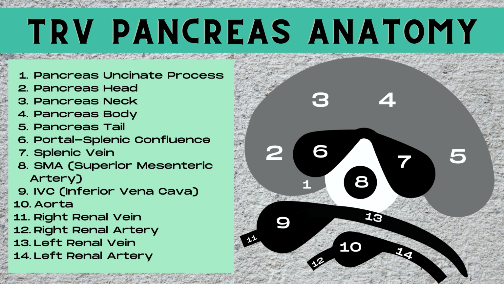Number 2 is the head of the pancreas. This is the most common region for pancreatic masses. Number 3 is the neck of the pancreas. Number 4 is the body of the pancreas. And number 5 is the pancreatic tail. Number 6 is the Portal-Splenic Confluence.